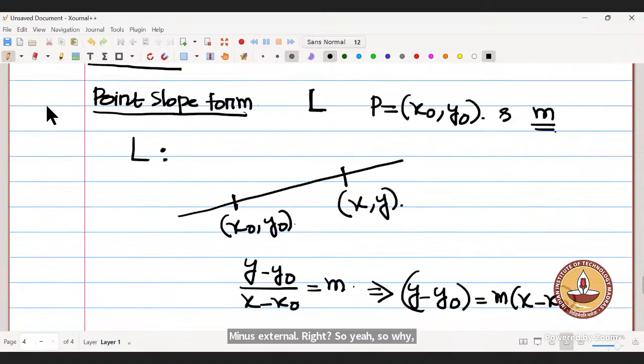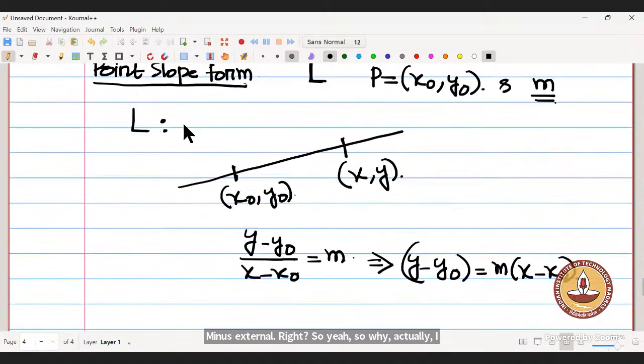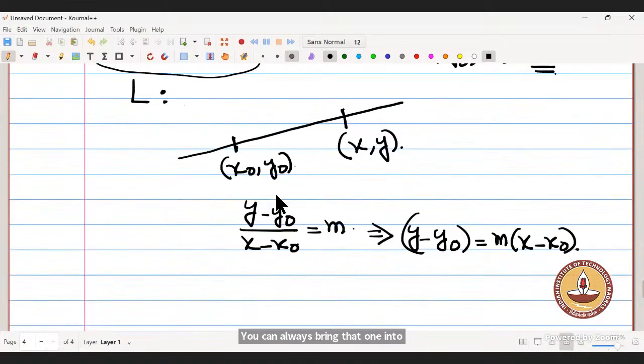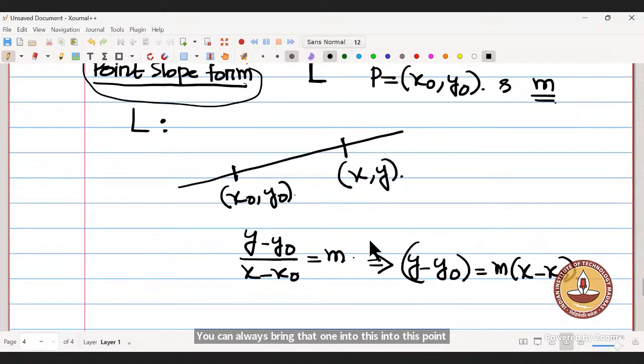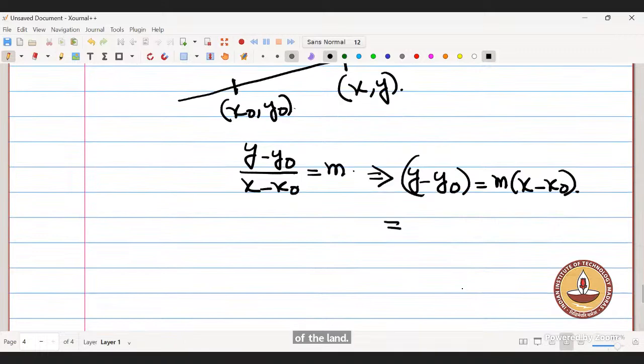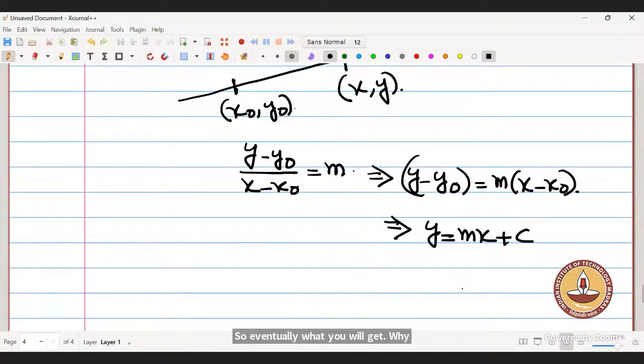So yeah, why am I saying this point slope form? It doesn't matter which form it's given, like 2-point form or slope intercept form or the intercept form. You can always bring that one into this point slope form, and you can compute the equation of the line. So it's probably the easiest way to compute the equation of the line. So eventually what you will get, y equal to some mx plus c, right?